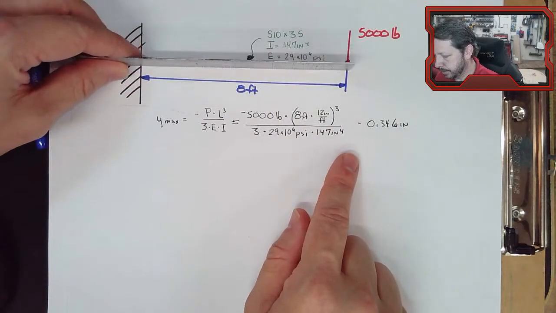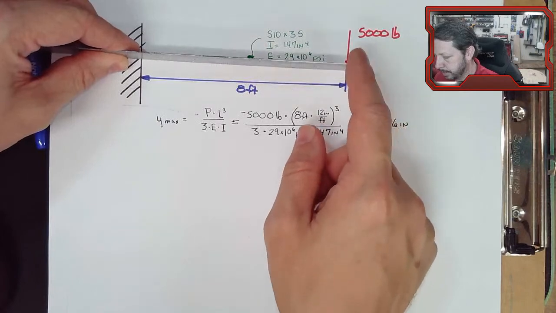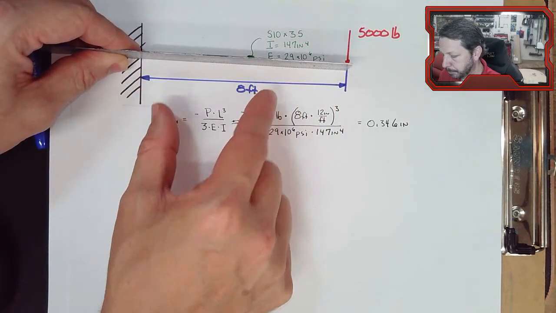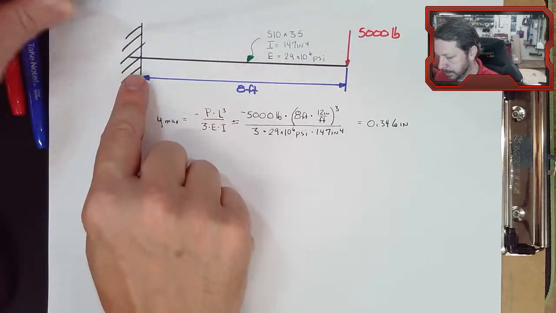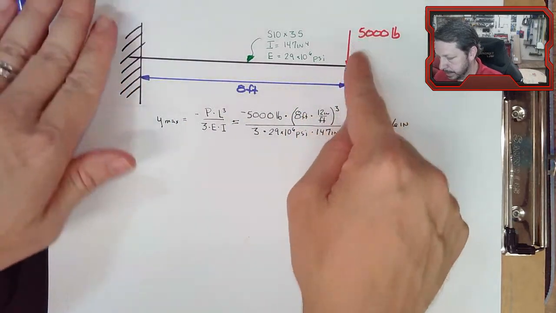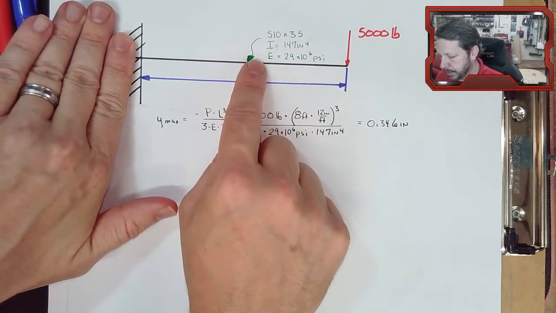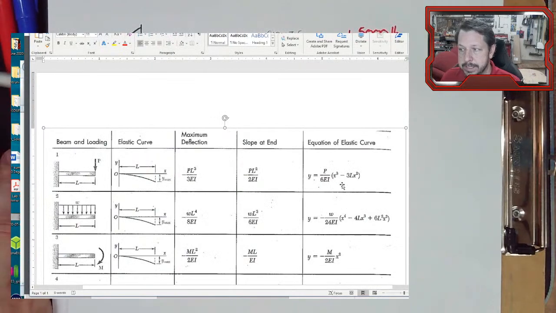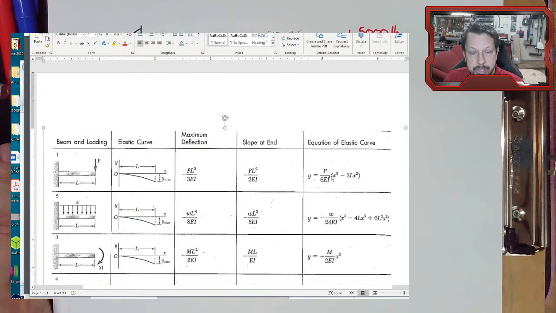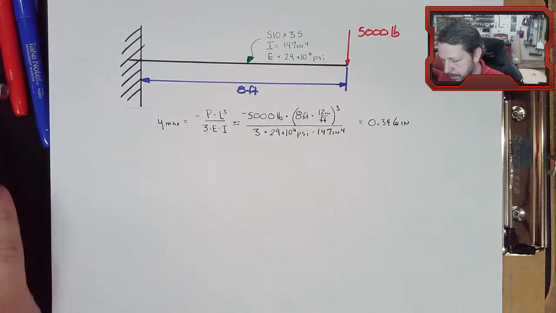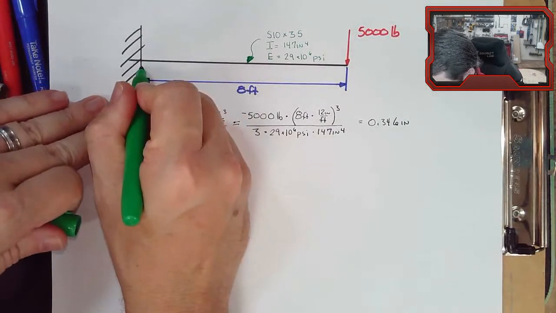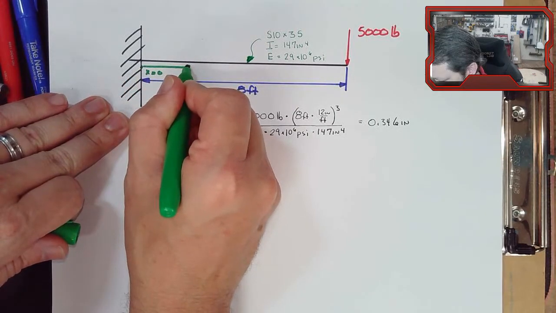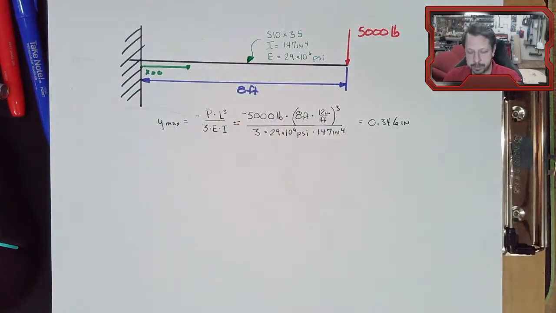Now, if I wanted to know the deflection somewhere else, like maybe over here, I couldn't just put a different L value in here. This L is the length of the beam where the point load ends. So if I want to know the deflection somewhere else, I need to use the equation of the elastic curve, this more complicated one where I can put in different values for X. So X is measured from the wall, X equals 0, over to some point, wherever I want to know the deflection.